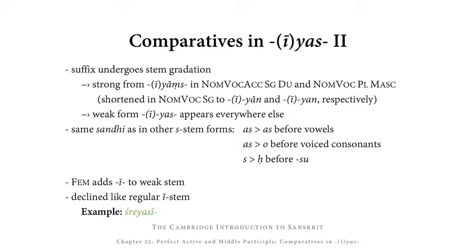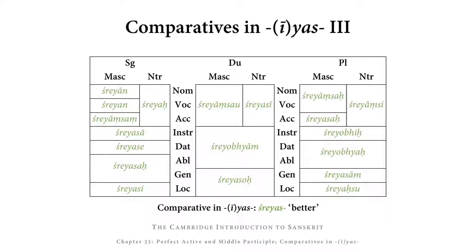the locative plural. The feminines of comparatives in ias add e to the weak stem and are then declined just like regular long I stems, so just like nadi. And so, for example, from shreyas, we would then have the feminine shreyasi. And just to be thorough, here we have the paradigm of shreyas, meaning better, in the masculine and neuter. Again, the shaded fields are the strong cases. Let's begin with those this time.